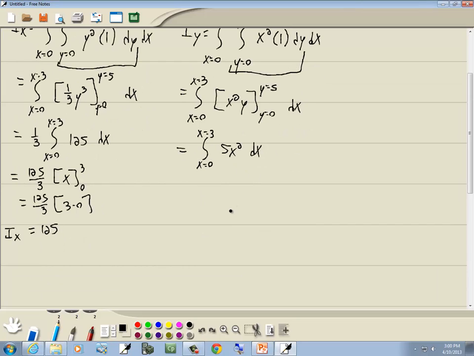Add 1 to our power, divide by our new power. So we're going to get 5/3 x to the third from x equals 0 to x equals 3. Now 0 is going to drop away, so we don't need to worry about that. If I put 3 in there, 3 to the third is 27. So we got 5/3 times 27, which is 45.